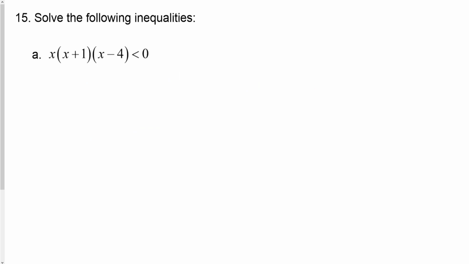Number 15, solve the following inequalities. So part A is x times the quantity x plus 1 times the quantity x minus 4 is less than 0. You need to use a sign chart here. Just find the zeros of your polynomial. Okay, so 0, negative 1, and positive 4. And then determine on each interval whether the function is positive or negative there. So you just use a test value.